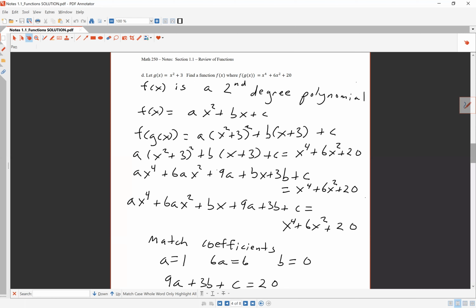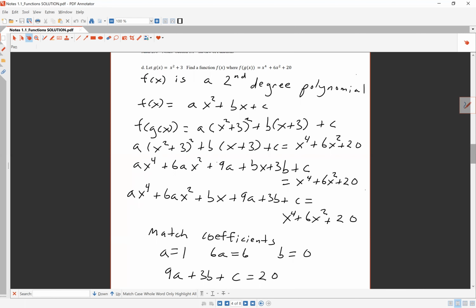Now let's match coefficients. The coefficient of x to the 4th on the left is a. The coefficient of x to the 4th on the right is 1. So a is equal to 1. And you can actually verify that. You can compare coefficients of x squared on the right and the left side. On the left side, the coefficient of x squared is 6a.